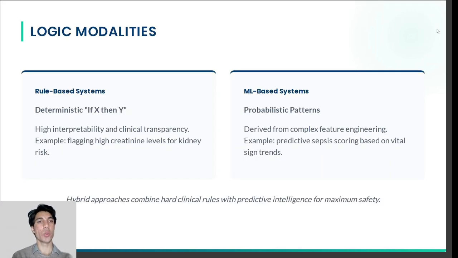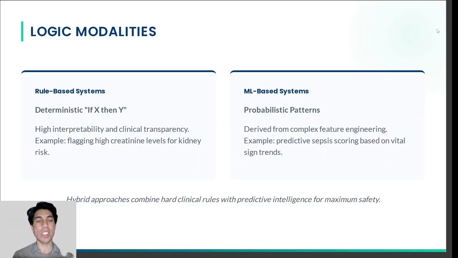First, let's discuss two logical modalities. There are two types of decision-making systems that we use in clinical data science. The first one is our simple rule-based systems. They are deterministic, hard-coded systems in which there are clear rules defined that if X occurs, then Y will happen. The advantage of these systems is that they are highly interpretable because they are clear rules, and there is a high level of clinical transparency in these systems. So they are simple, straightforward, hard-coded rules. For example, flagging high creatinine levels for kidney risks.